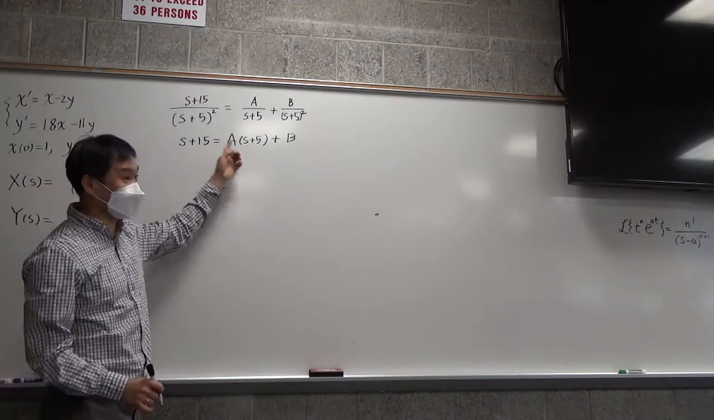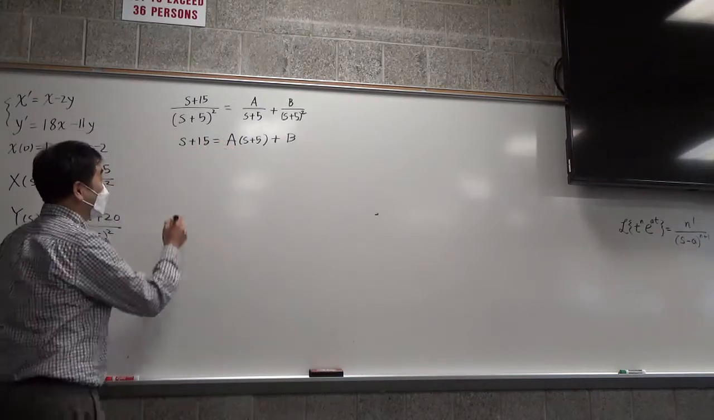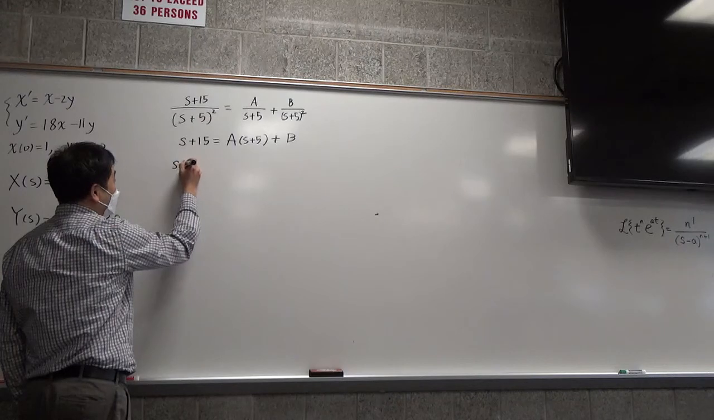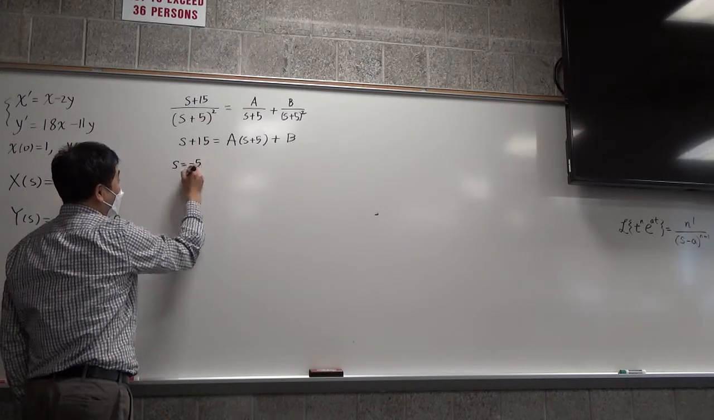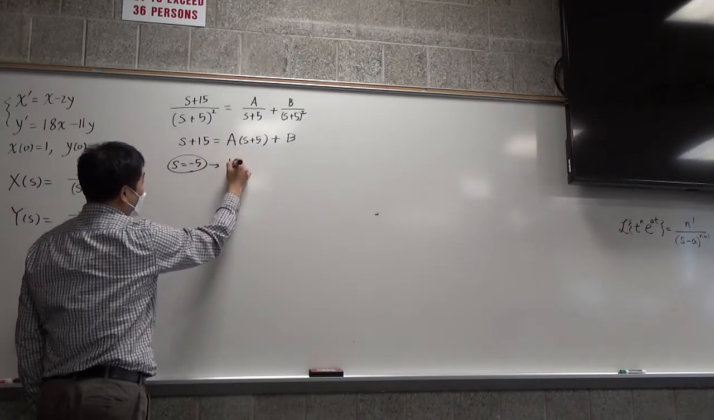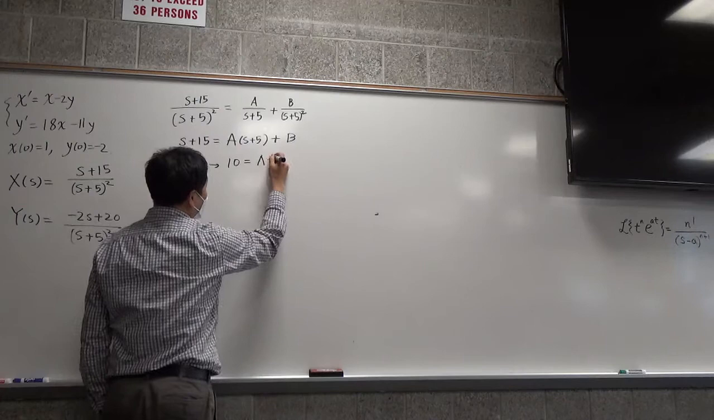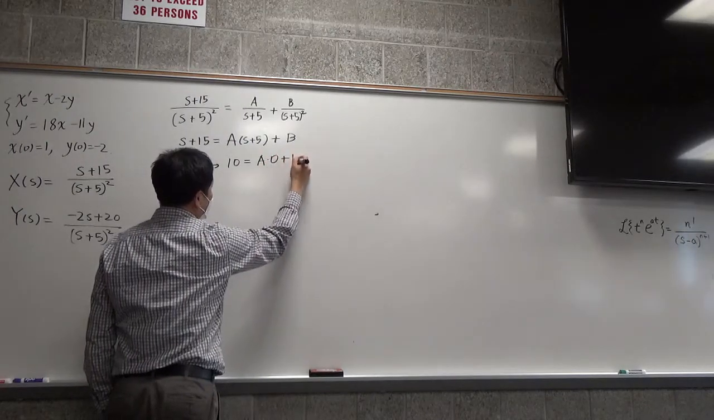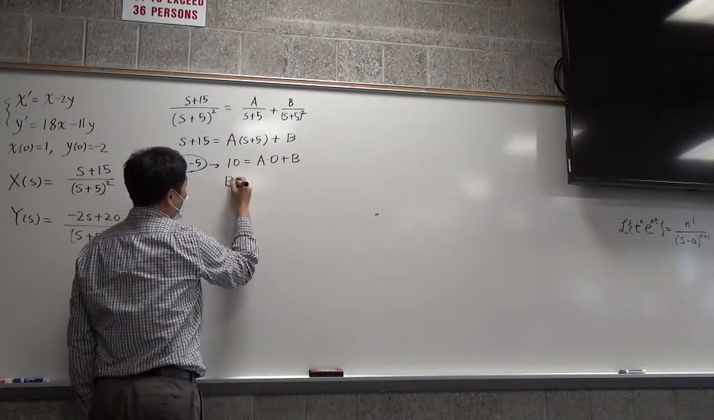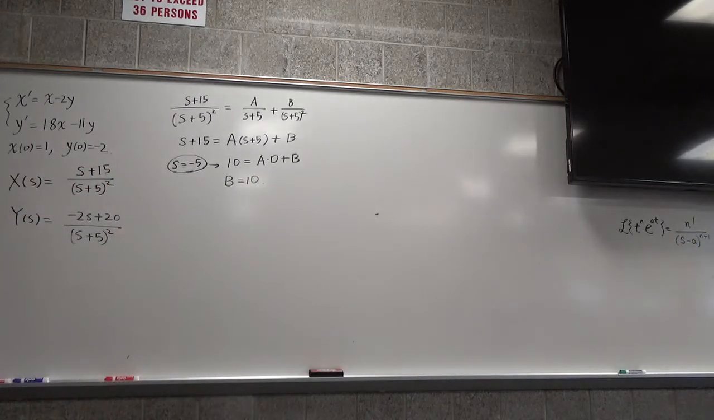These two sides are equal as functions, so they should be equal for any value of s. So we plug in s equal to negative 5. And negative 5 plus 15 gives you 10, equals a times 0 plus b, so that b must equal 10. Okay. How would you get a?